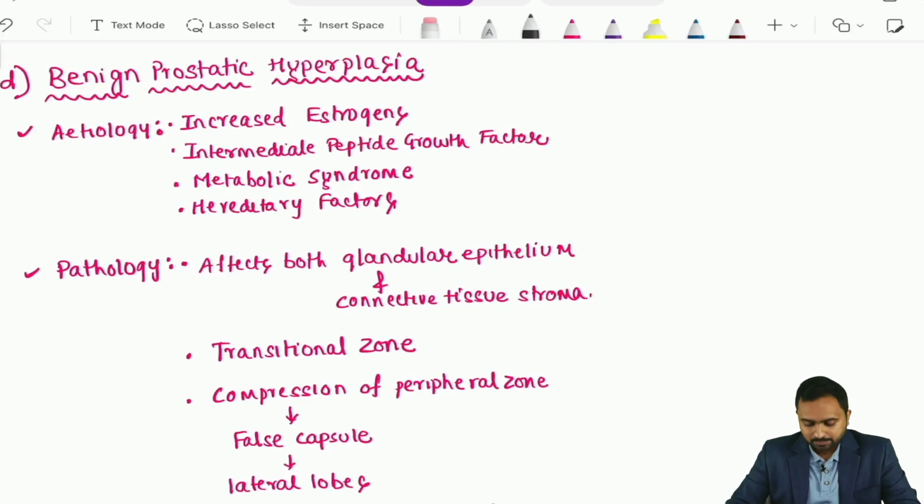Benign prostatic hyperplasia. So, what are the causes of benign prostatic hyperplasia? They include increased estrogens, intermediate peptide growth factor, metabolic syndromes, and various hereditary factors. So, what happens in benign prostatic hyperplasia?